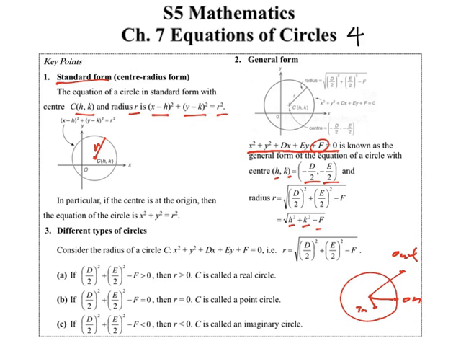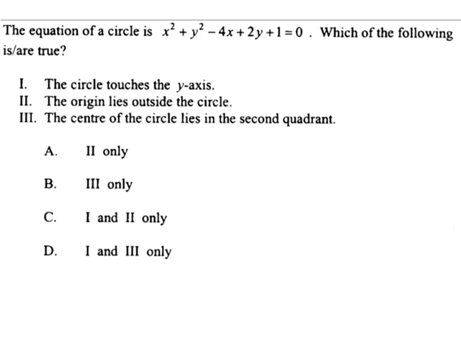And also we have different types of circle. For a real circle, we have a radius. For a point circle, the radius is equal to 0. If the radius squared is less than 0, it is an imaginary circle, that means just imaginary. Next, we'll have a past paper.